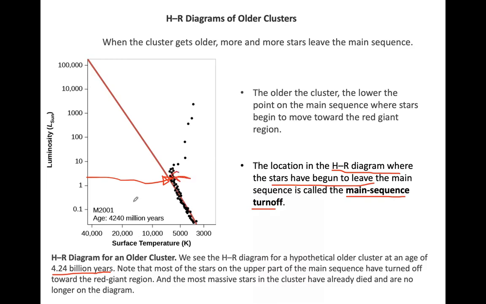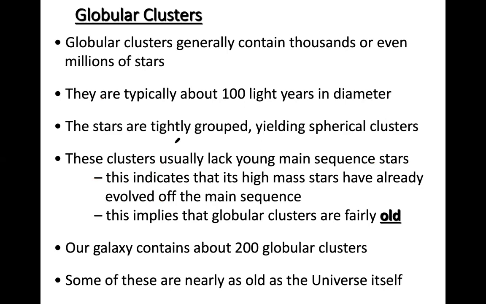Remember that name, right? The older the cluster, the lower the point on the main sequence where the stars begin to move towards the red giant region. The stars move towards this region at this particular point. So that's how you can tell the age of a star cluster just by looking at the HR diagram. Remember that fact, it will be very important for you.